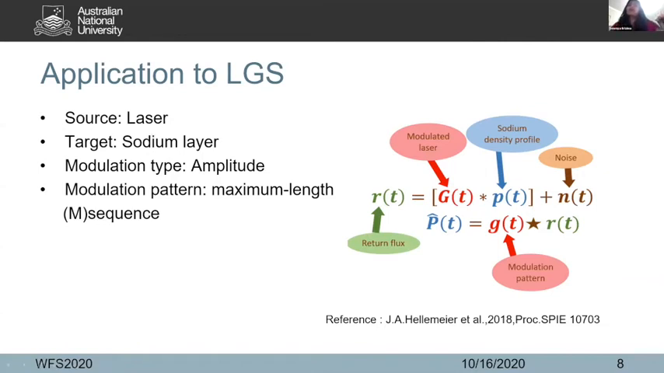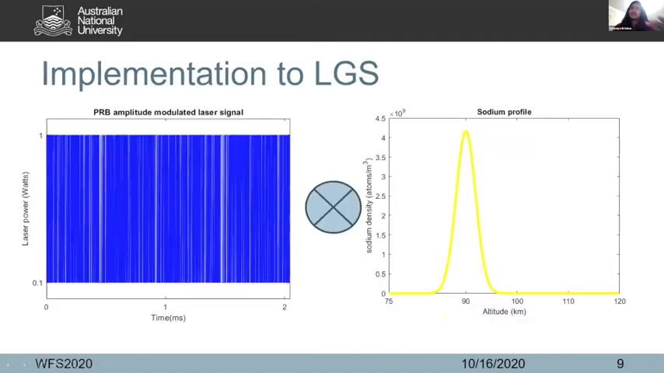So it's something like, first we modulate the laser according to that pattern, and then we send it to the sodium layer, which is the convolution operation of the sodium profiles with the modulation pattern. With the noise, this will give the return flux on the detector. And when we cross correlate that detector signal with the modulation pattern, we're going to get back the profiles. And this is a demo of how things work.